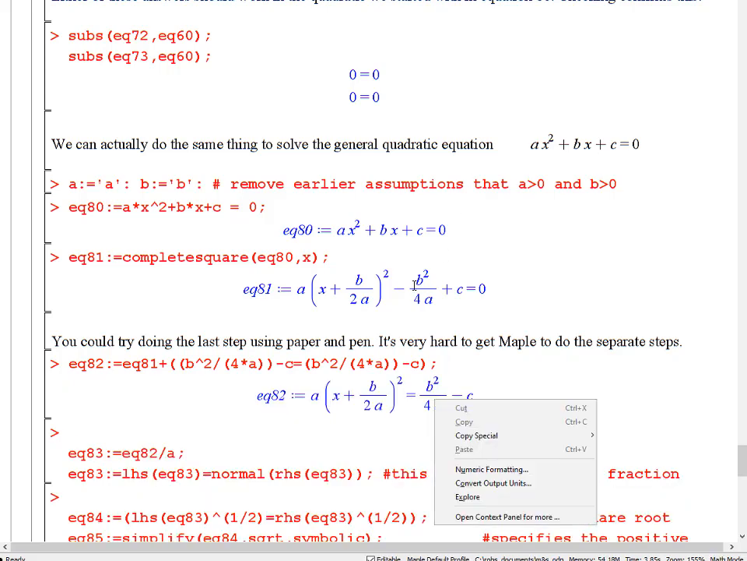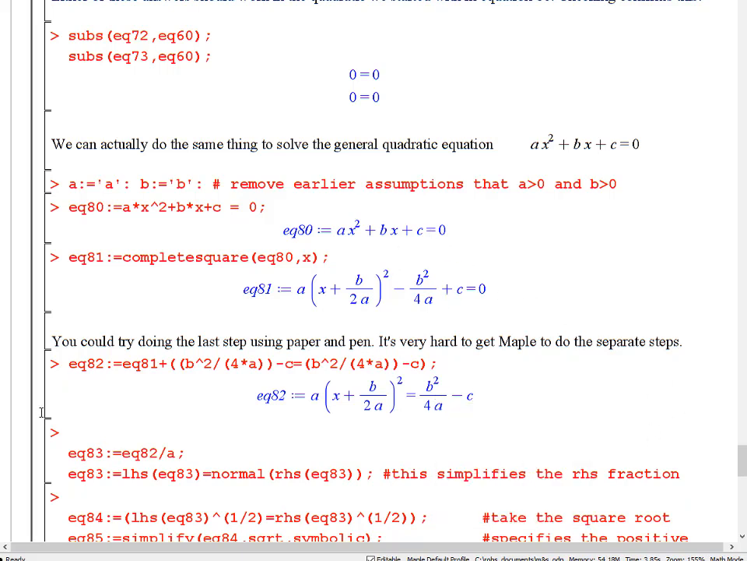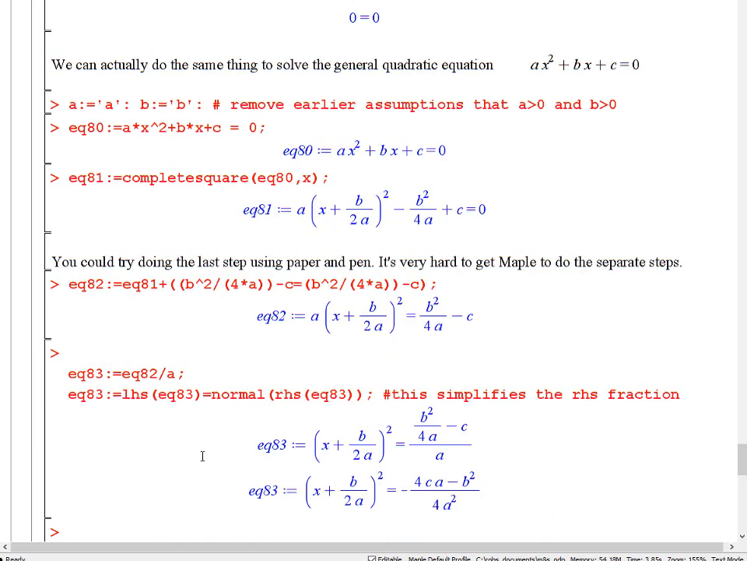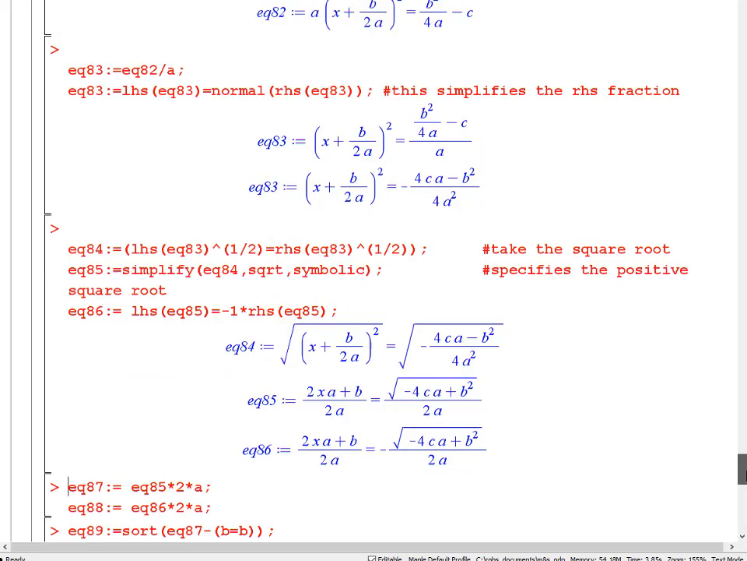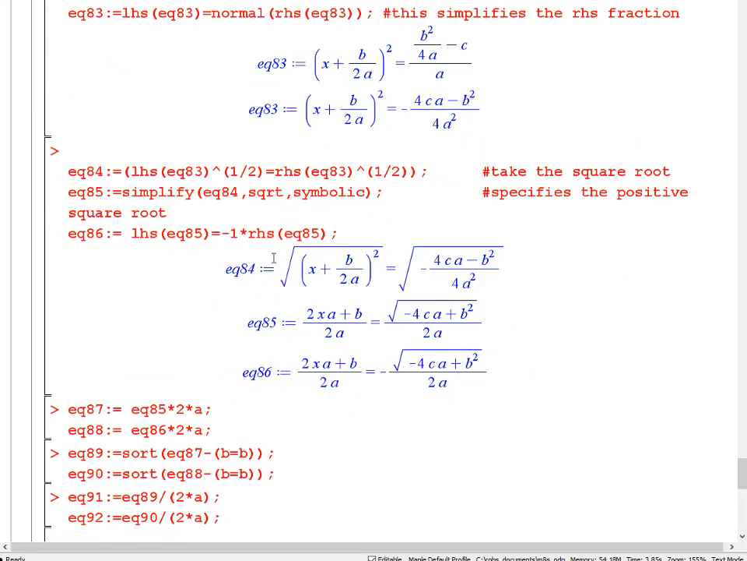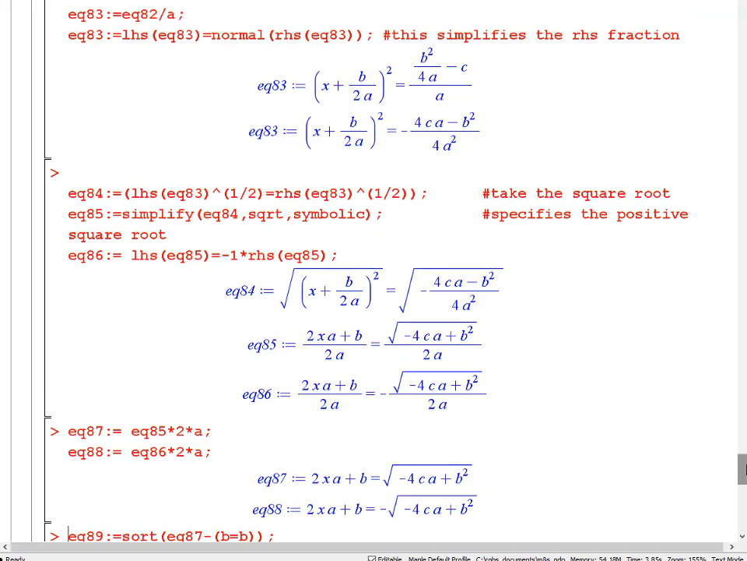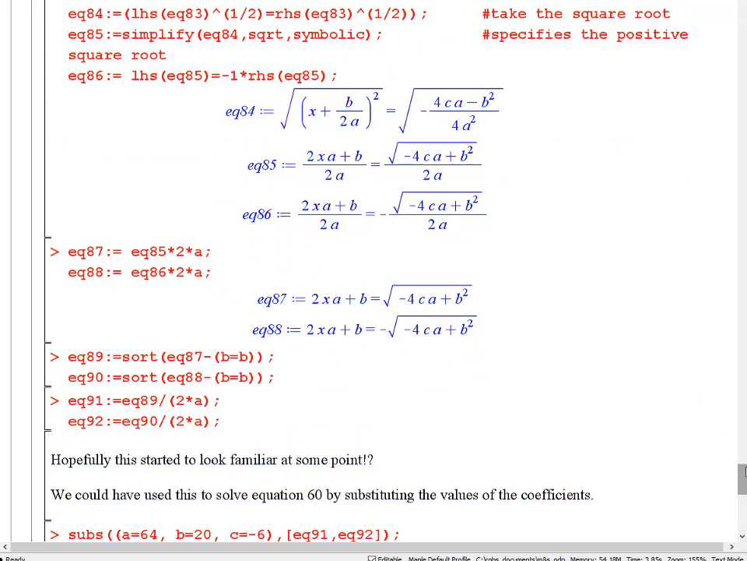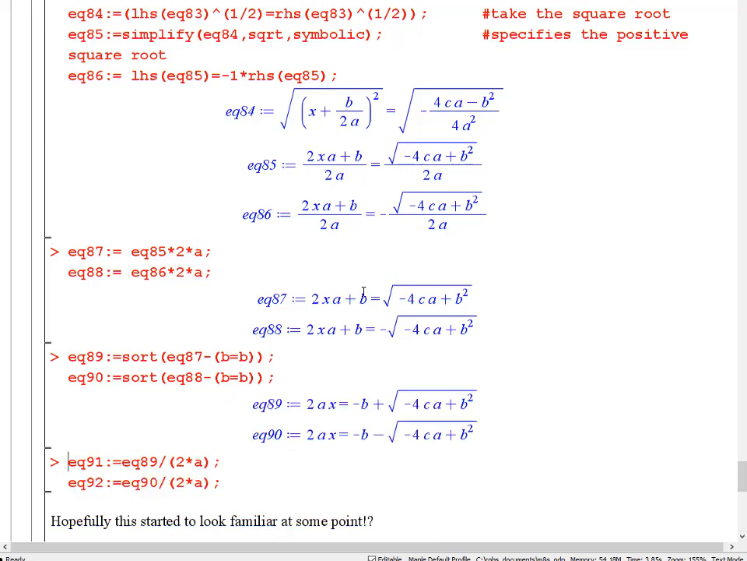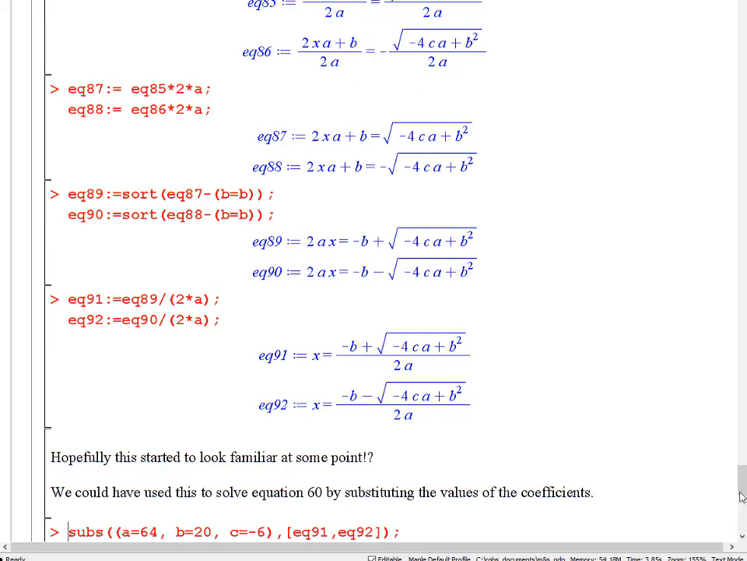So first, I'm moving these things to the right-hand side, then I'll divide by a. Then I'll take the square roots and then multiply by 2a to clear that from the bottom, and so on. And then multiply by 2a, then remove the b's, and then divide by the 2a. And you find this.